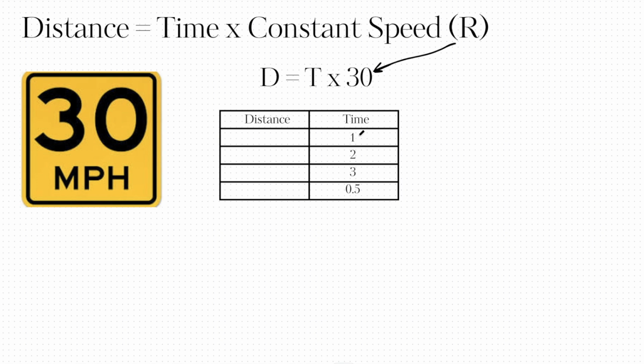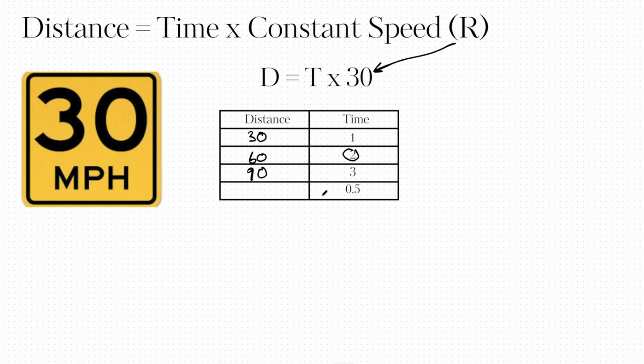And then we plug in the value for time for t. So if we go 1 hour, 1 hour times 30 means the distance would be 30 miles. If we plug in 2 for t, 2 times 30 gives us 60. If we plug in 3 for t, that means 3 hours going 30 miles per hour, so we go 90 miles.